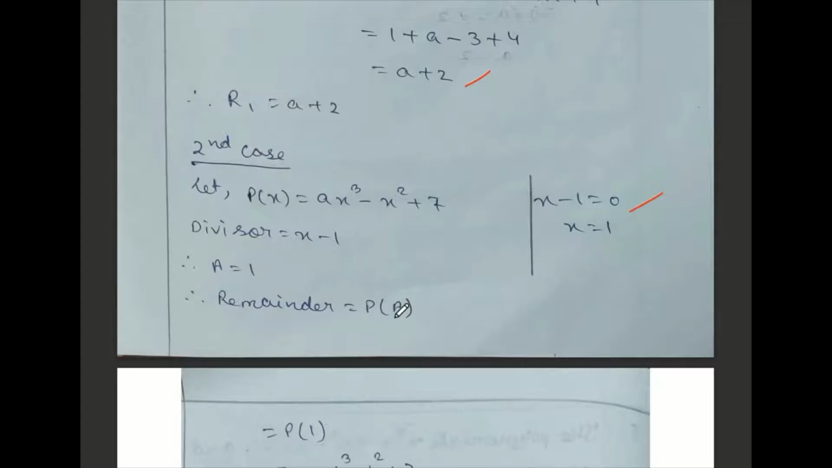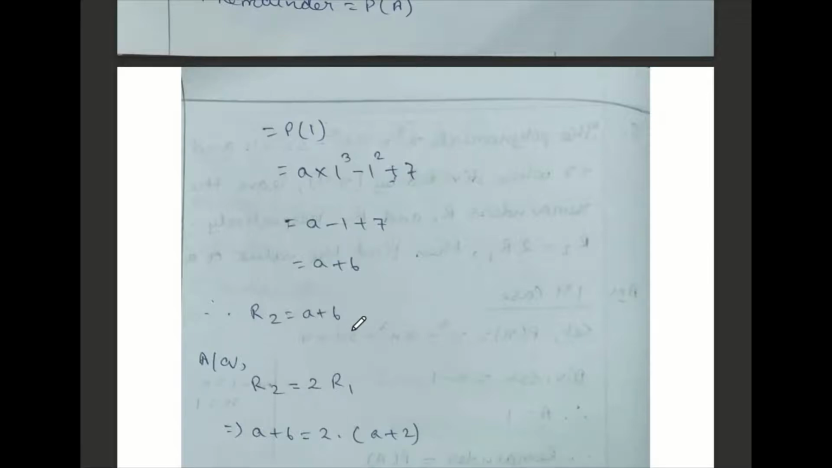So the remainder will be P of a, that is P of 1. Now in this polynomial, wherever x is there, you can put 1. So a into 1 cube minus 1 square plus 7. That is a minus 1 plus 7. 7 minus 1 is 6, that is a plus 6. So R2 is equal to a plus 6.